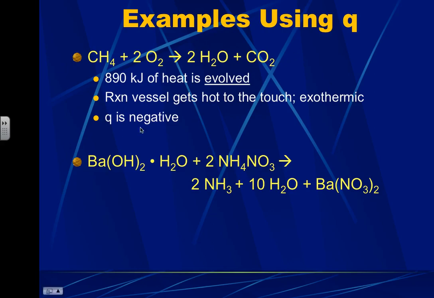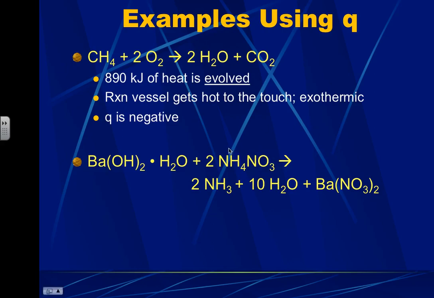So this little dot that's right here, it's not a plus sign, but it's showing a loose attachment. So it's called a hydrate. So the way to name this would be barium hydroxide hydrate. If there happen to be, say, 2 water molecules, you add prefixes. So that would be barium hydroxide dihydrate. Okay, so in this case, it's just barium hydroxide hydrate.